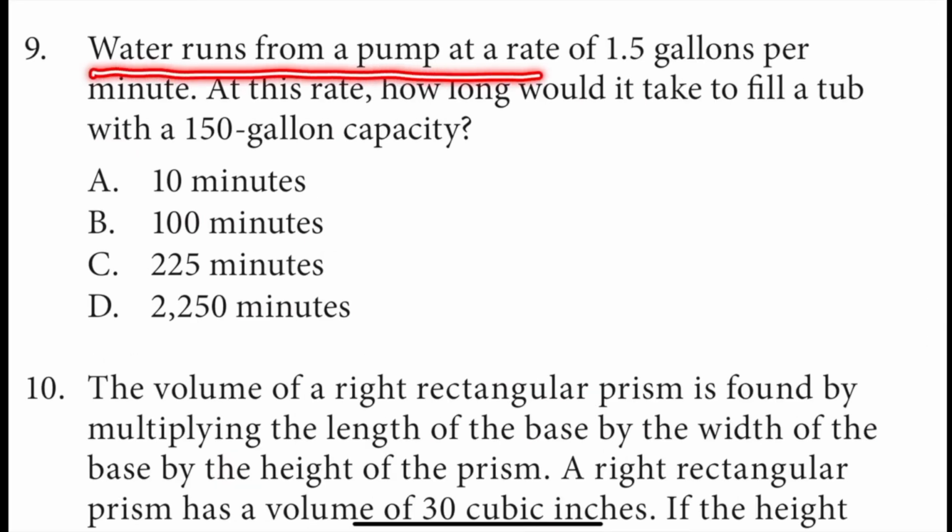Number 9. Water runs from a pump at a rate of 1.5 gallons per minute. At this rate, how long will it take to fill a tub with a 150-gallon capacity? The rate is 1.5 gallons every minute.